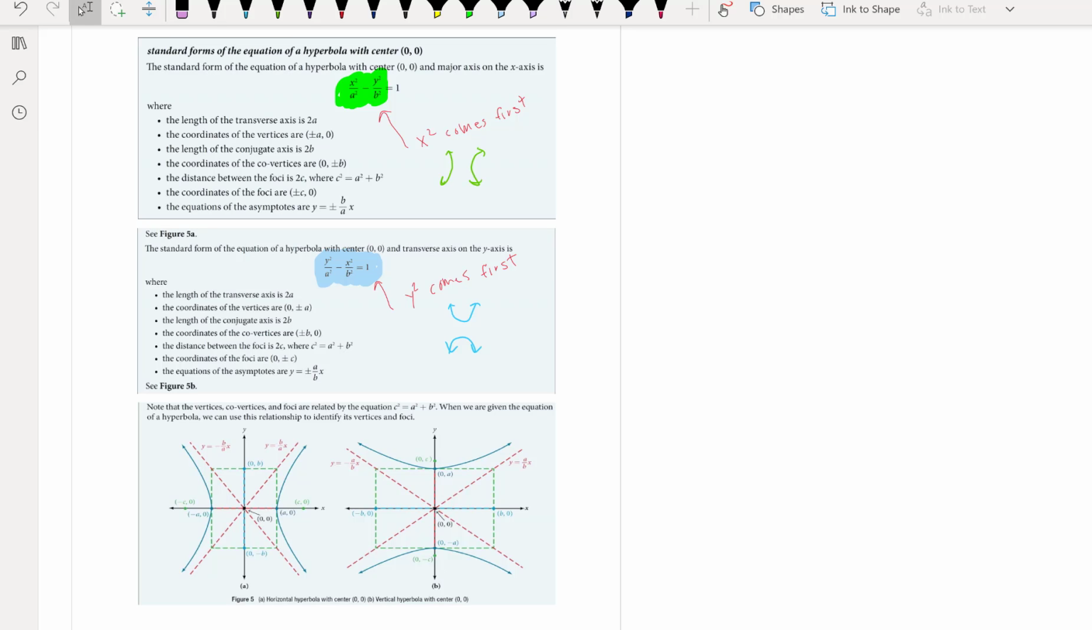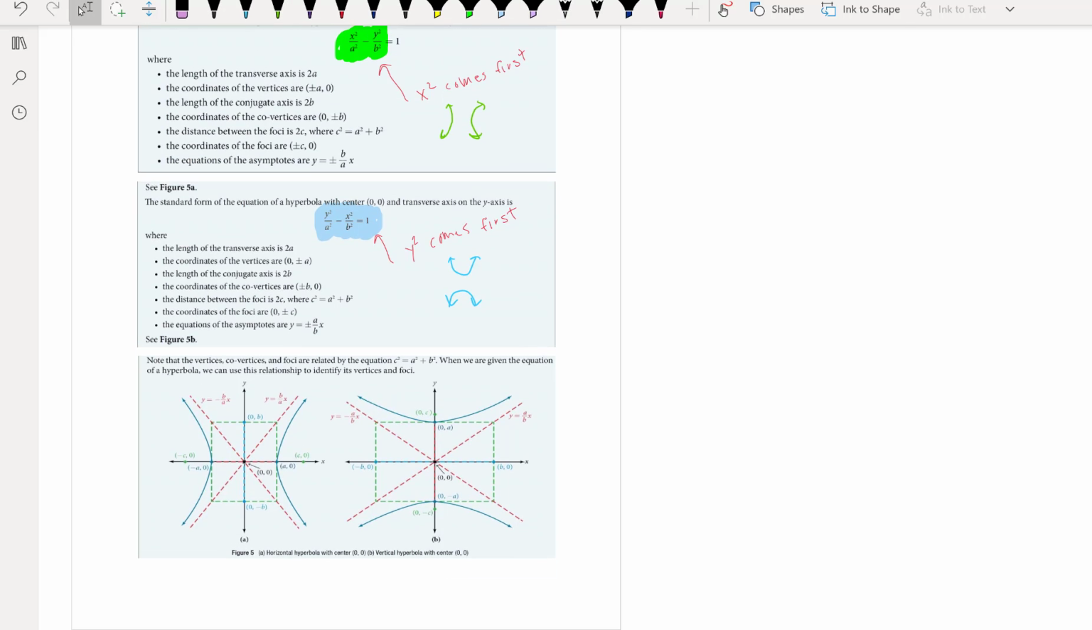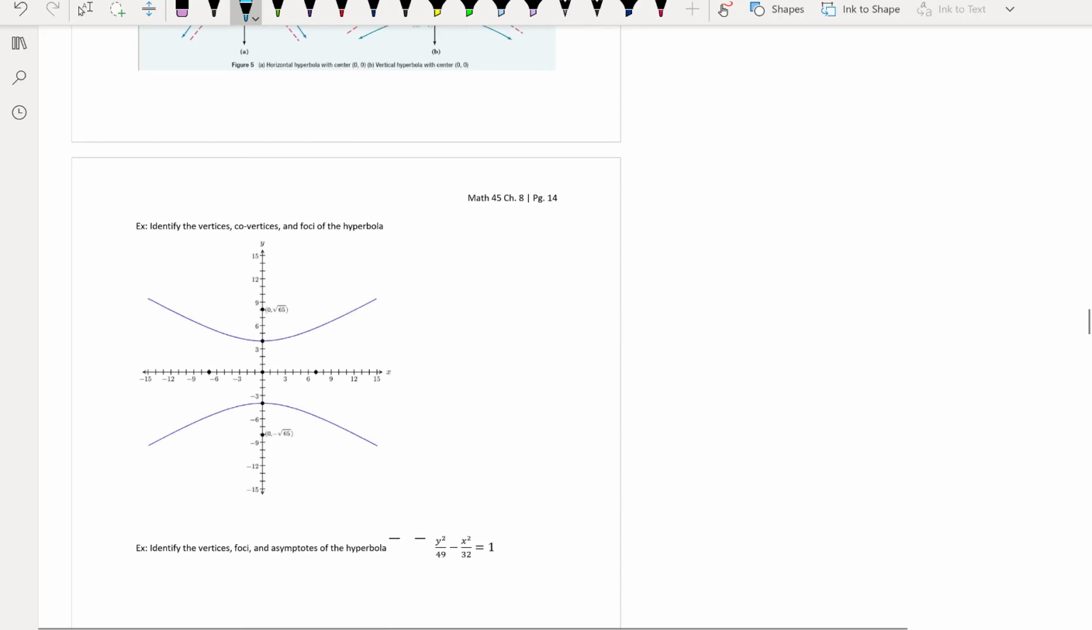Of course, we're going to get into the vertices, the co-vertices, the foci, and the asymptotes, but I think that's best to dig into once we have an example. Just to make sure that we understand, this one is x squared over a squared minus y squared over b squared equal to 1. And this one would be y squared over a squared minus x squared over b squared equal to 1. So let's go ahead and dig in.